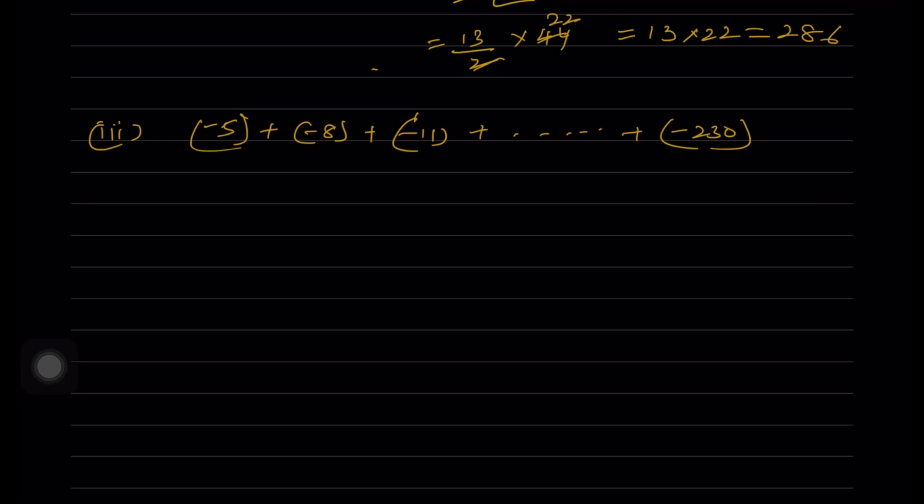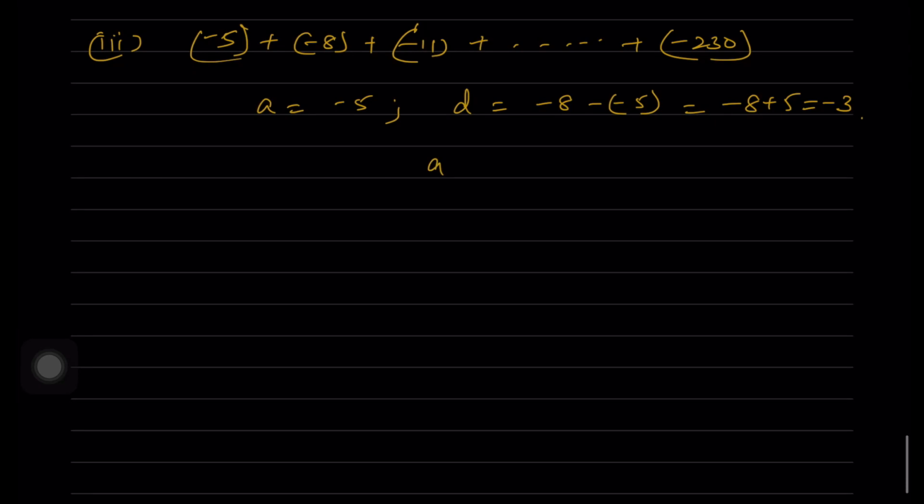It's going up to 230, which is a very huge number. Actually it's smaller, but when you are adding minus 3, minus 3, we have to see which term it comes to. So now here A is equal to minus 5, D is equal to minus 8 minus of minus 5, which is equal to minus 8 plus 5, which is equal to minus 3, and here an is equal to minus 230. So therefore an is equal to a plus n minus 1 into d.